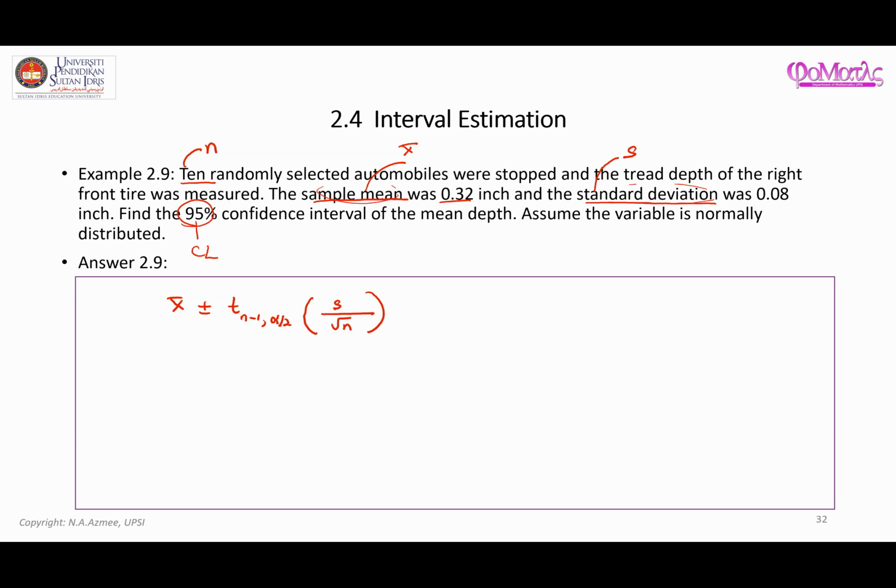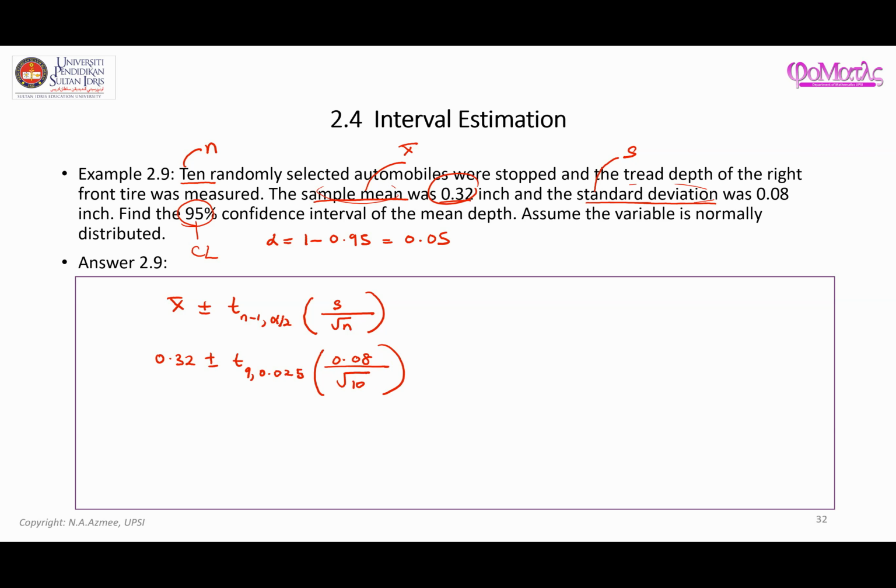Okay, so we're just going to plug in the information here. For example, the sample mean is 0.32 plus or minus the t quantile. Now n is 10, therefore the degrees of freedom becomes 9, and the 95% confidence level means alpha is equal to 1 minus 0.95, which is 0.05. Since alpha has to be divided by 2, alpha over 2 is going to be 0.025. Next, the value of s is 0.08 over square root of 10, where 10 is the sample size.